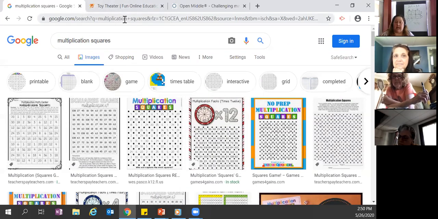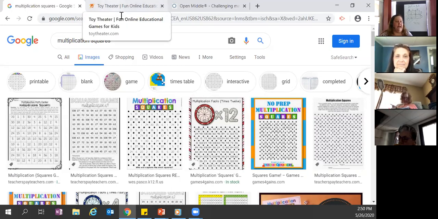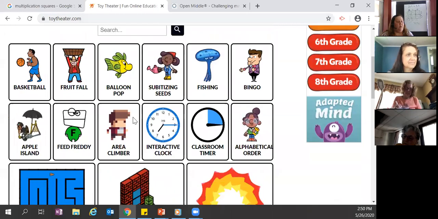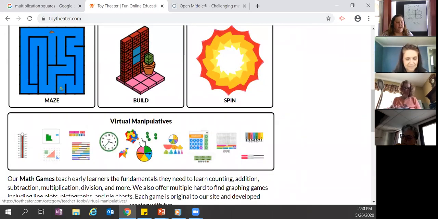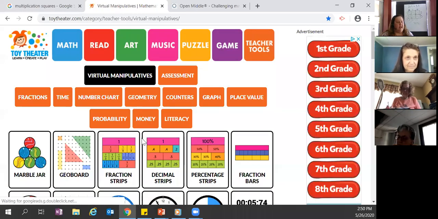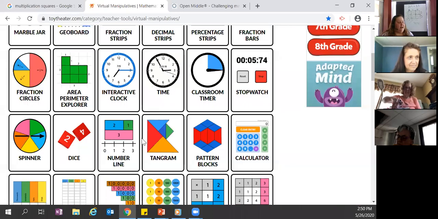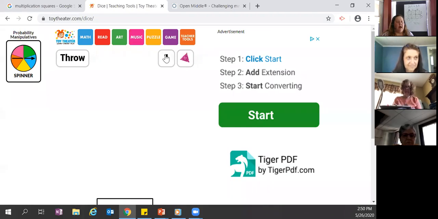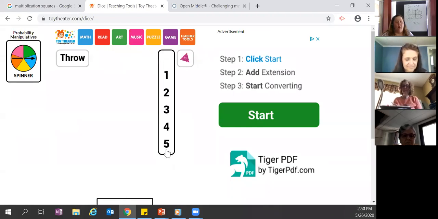If you need dice, not all of us have 10-sided or 12-sided dice laying around the house. One of the websites that has different dice on it that you can choose is called toytheater.com. I shared this a few sessions ago, but again, it's toytheater.com. When you go there, you have these virtual manipulatives, and I can scroll down and find the dice. Once I'm in here, I can select how many dice I want, up to 5.